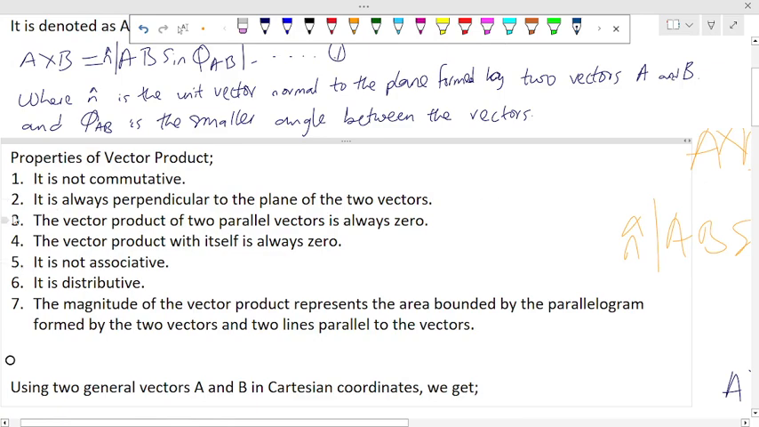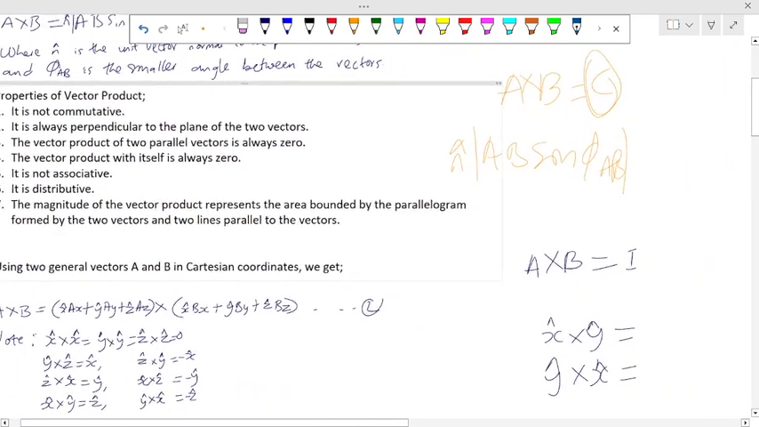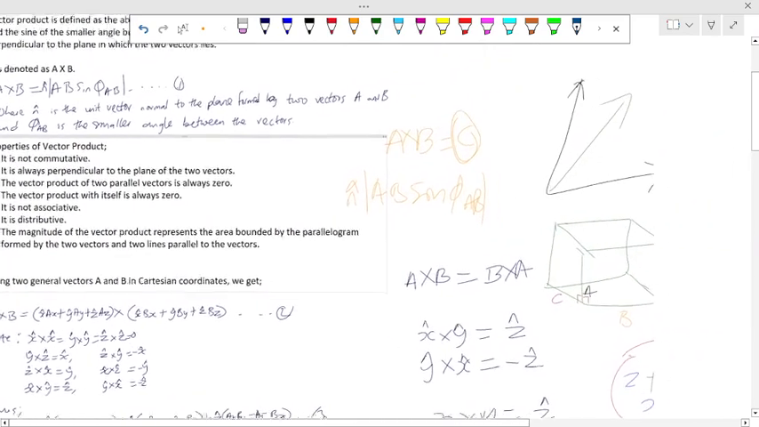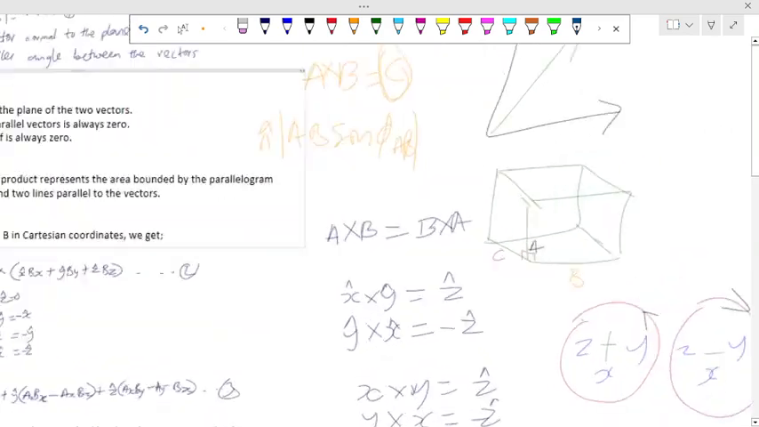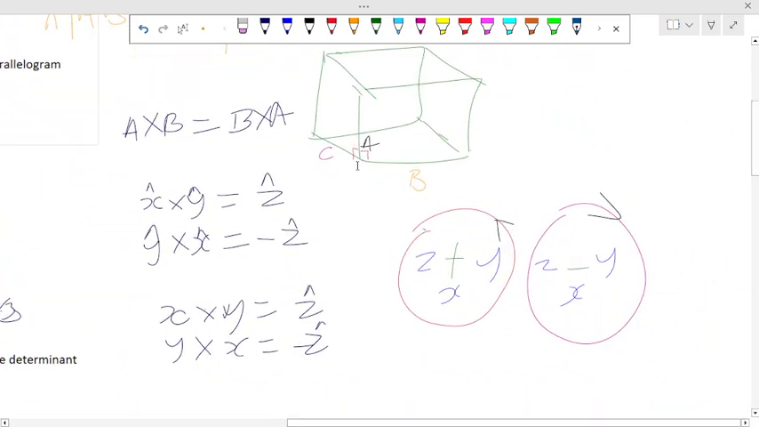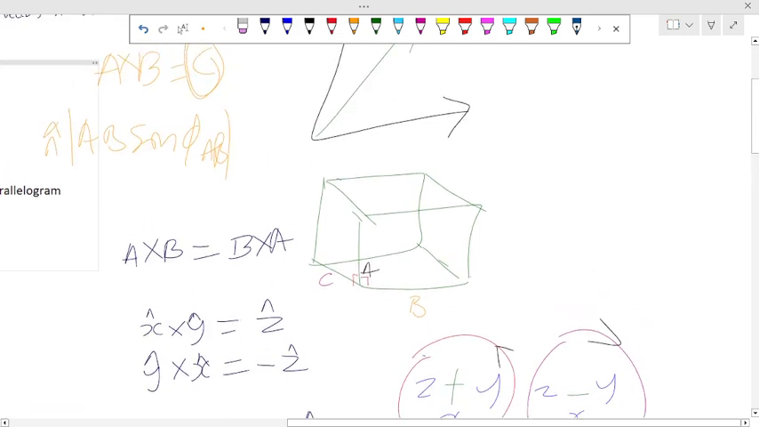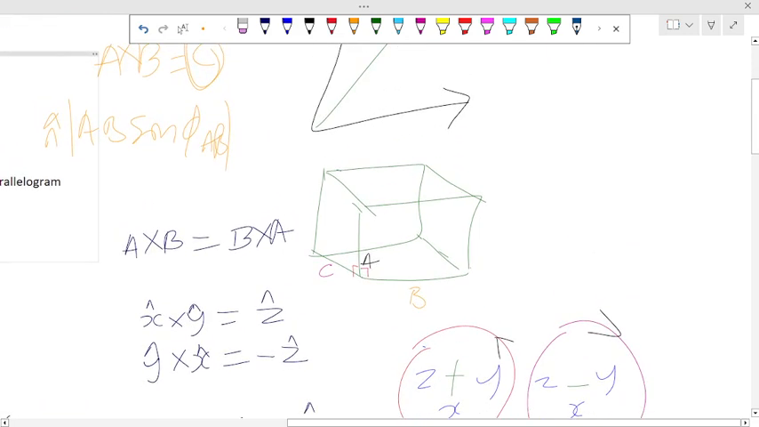Then, the vector product of two parallel vectors is always 0. Why? Now, if two vectors are parallel, look at this. In this case here, vector A and vector B are perpendicular. The angle between them is 90, so they are not parallel.